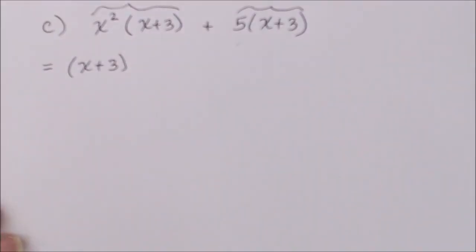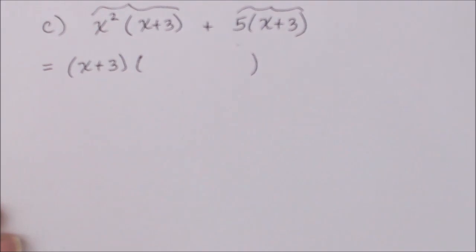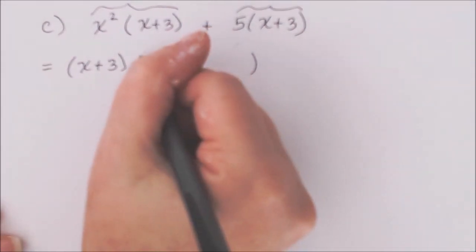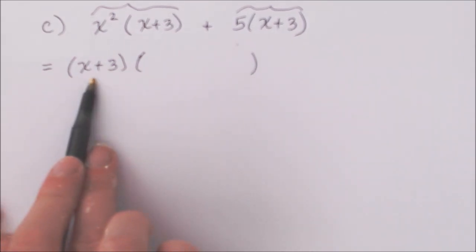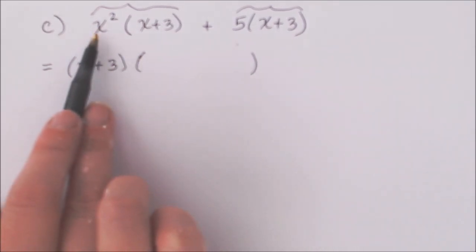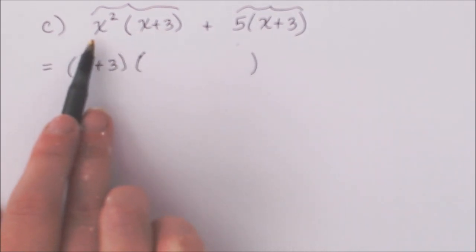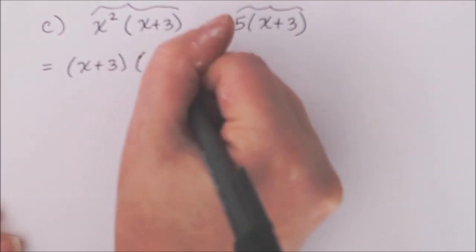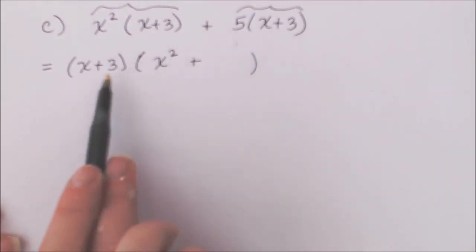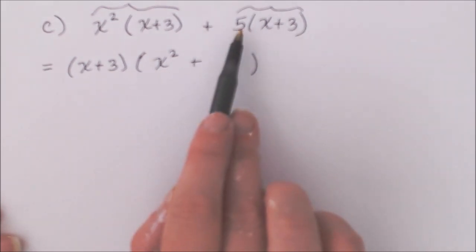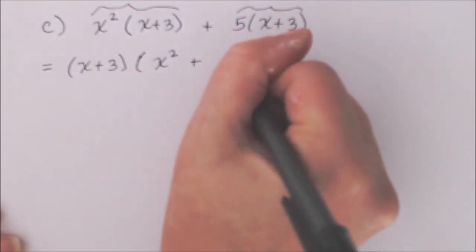And then because I started with two terms, when I open the parentheses, remember it's the reverse of the distributive property, I need to have two terms in my parentheses. So x plus 3 times what gave me x squared times x plus 3? What's missing for that first term is the x squared. And then we need two terms in the parentheses, so it's going to be plus, x plus 3 times what gives me 5 times x plus 3? Hopefully you see it's just the 5 that's missing for that second term.